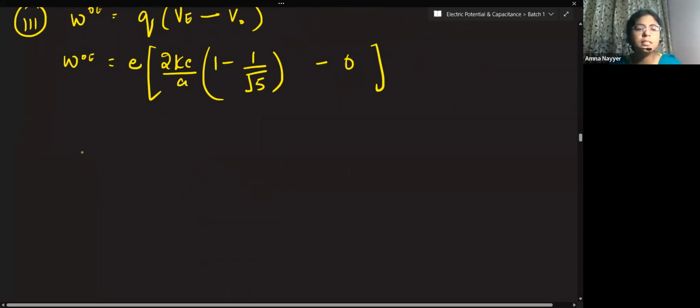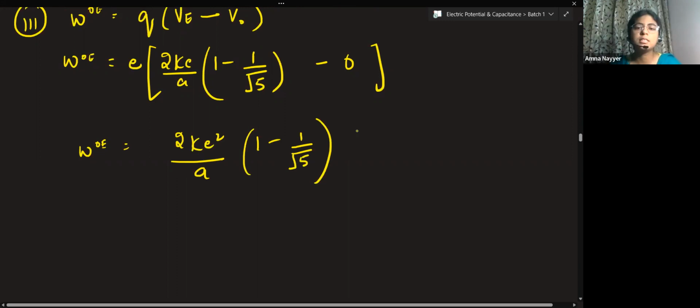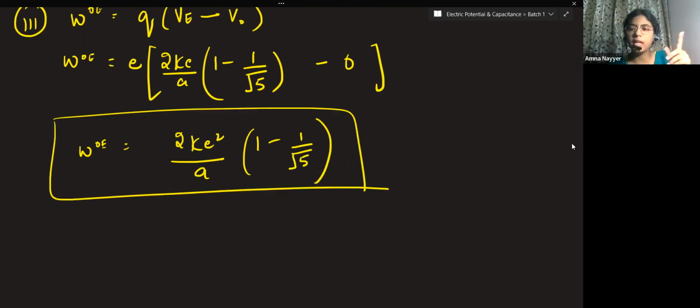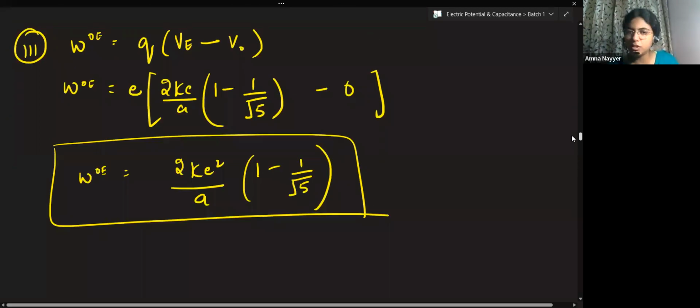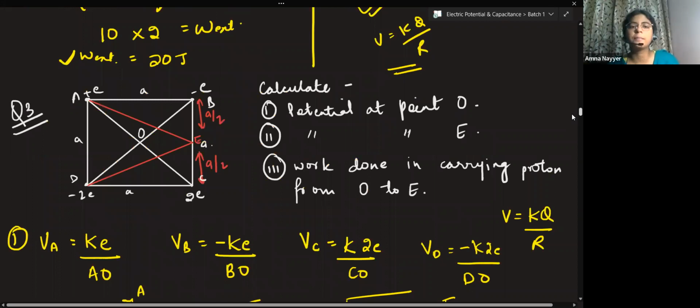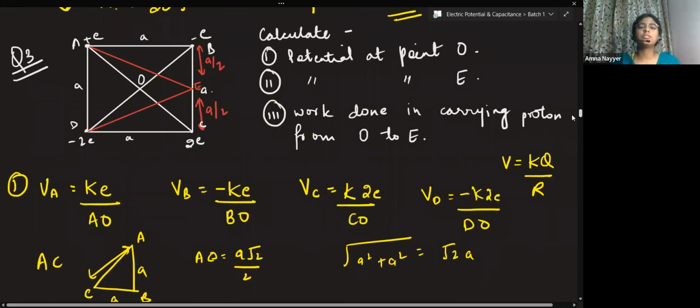So the final answer for work done will be just multiplied. This term will be 0. 2KE squared by A times 1 minus 1 by root 5, because E got multiplied by E. This is how you will do the calculation for work done. First, take out the final potential, subtract the initial potential from it, multiply it with the charge, and that gives you your work done. All right, so just note it down, and wherever you get stuck, just ask me.